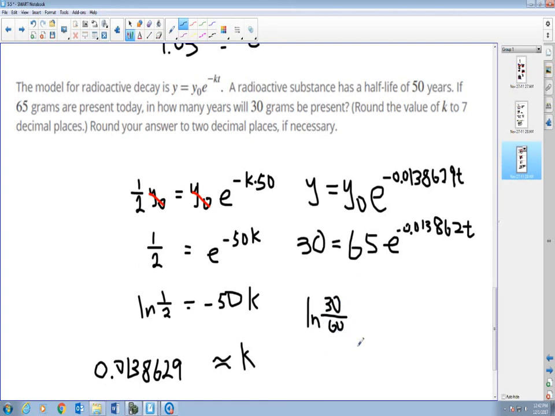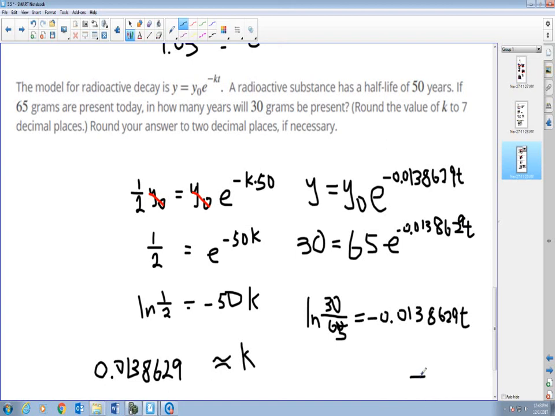The process is the same. Divide by 65 on both sides, take a natural log on both sides, the e will cancel out, so that just leaves me with negative kt. That's a lot of digits to write.